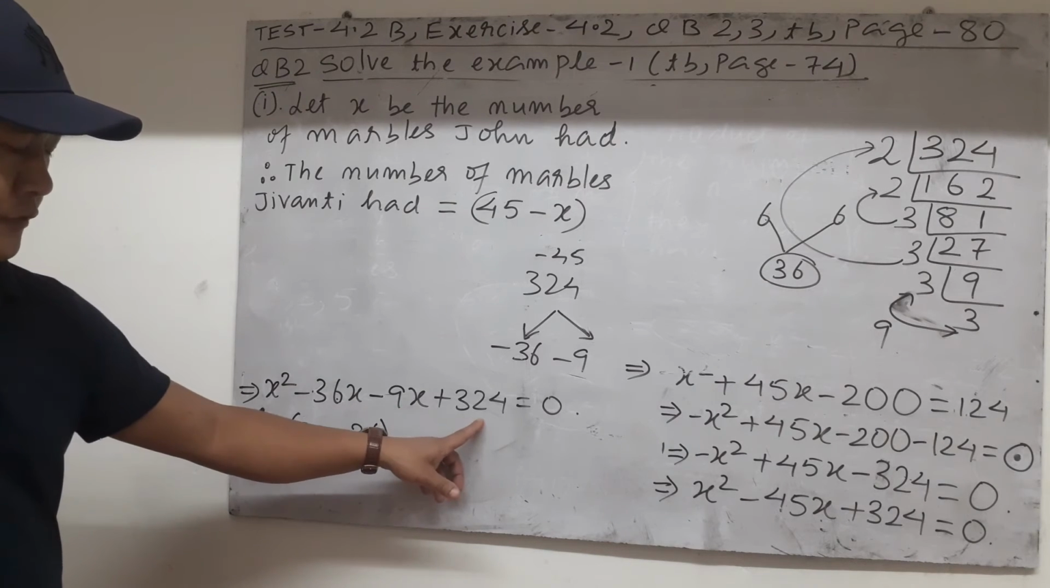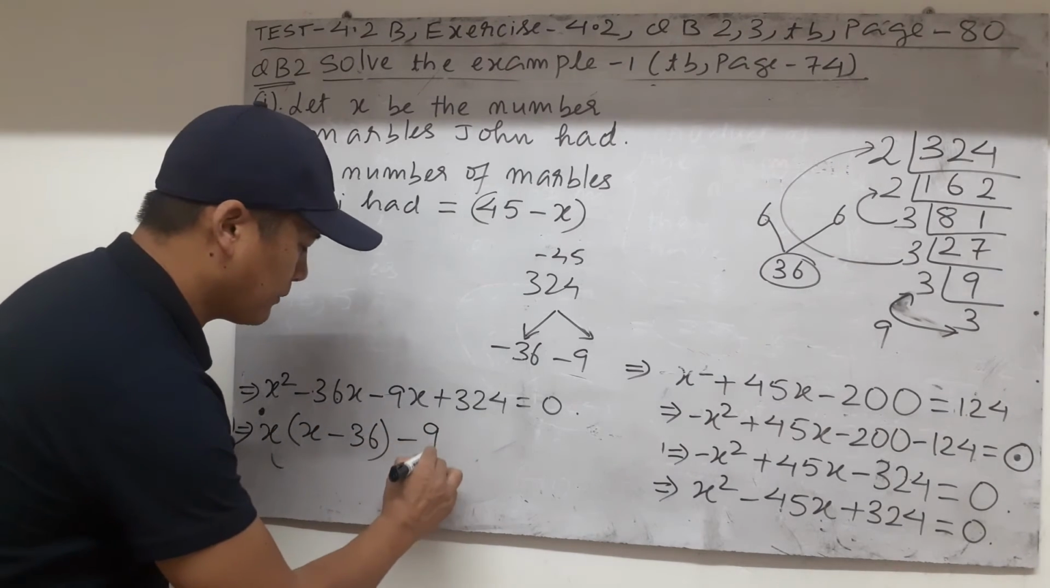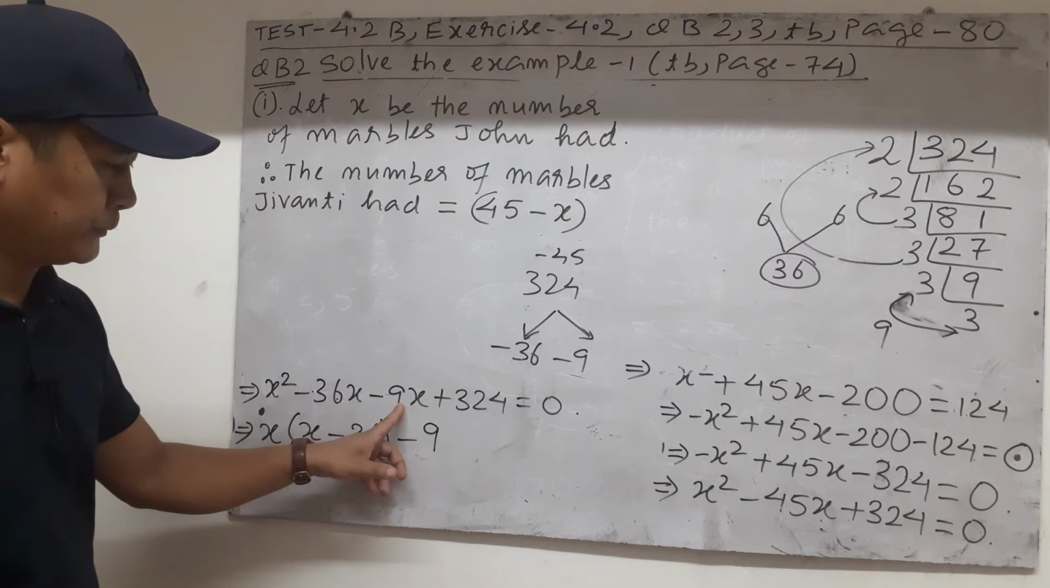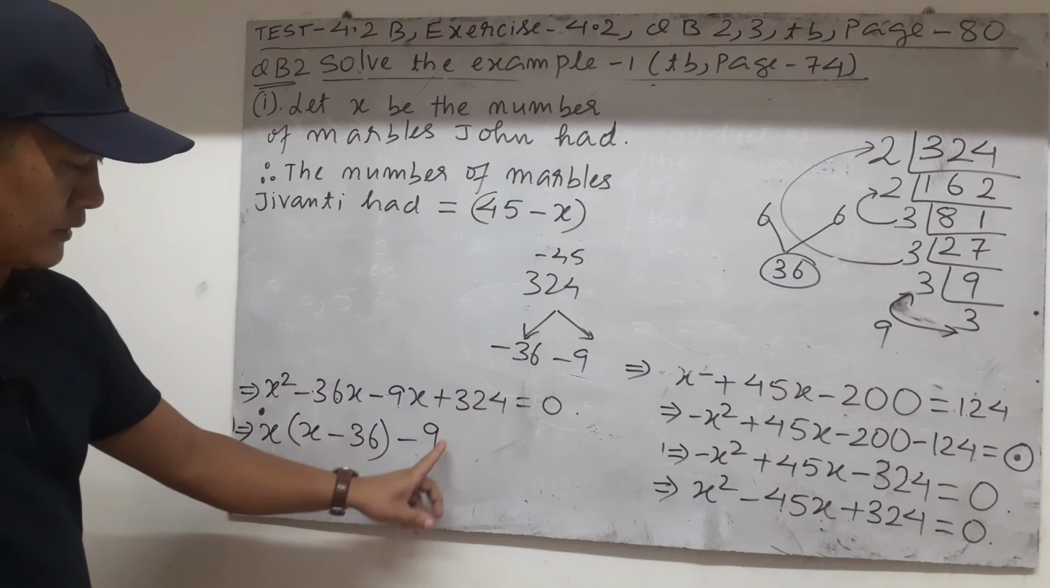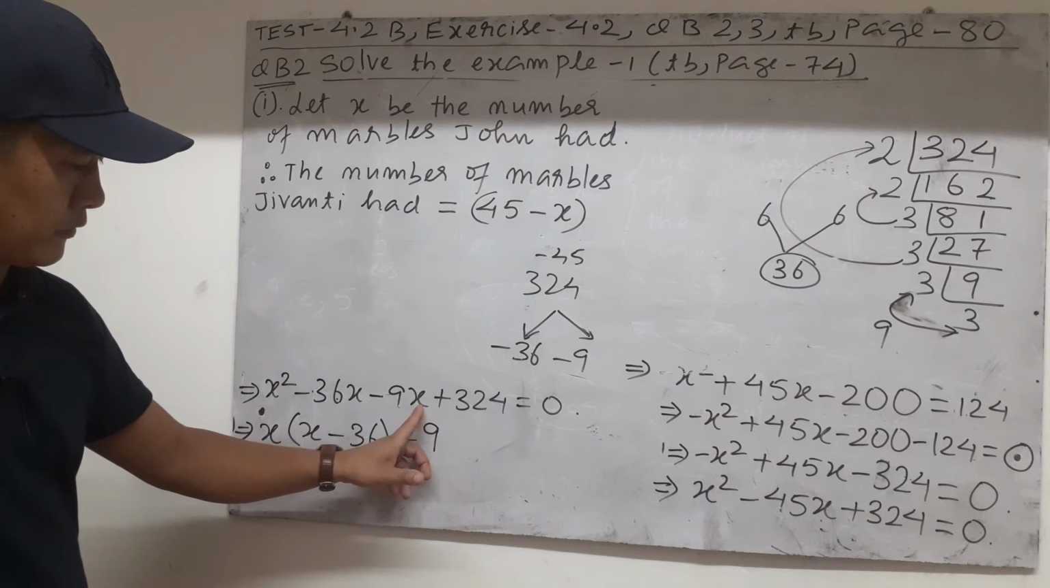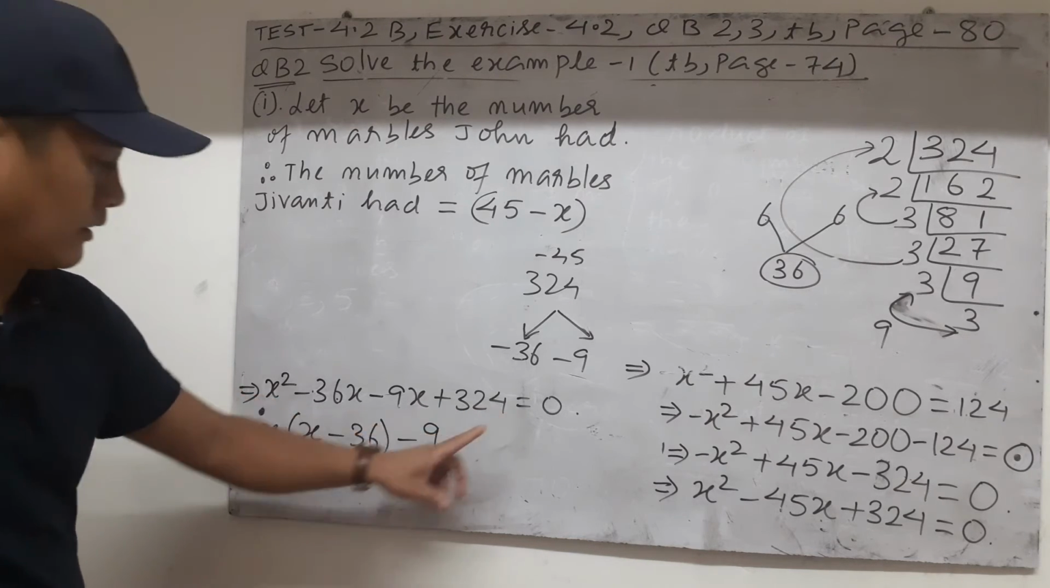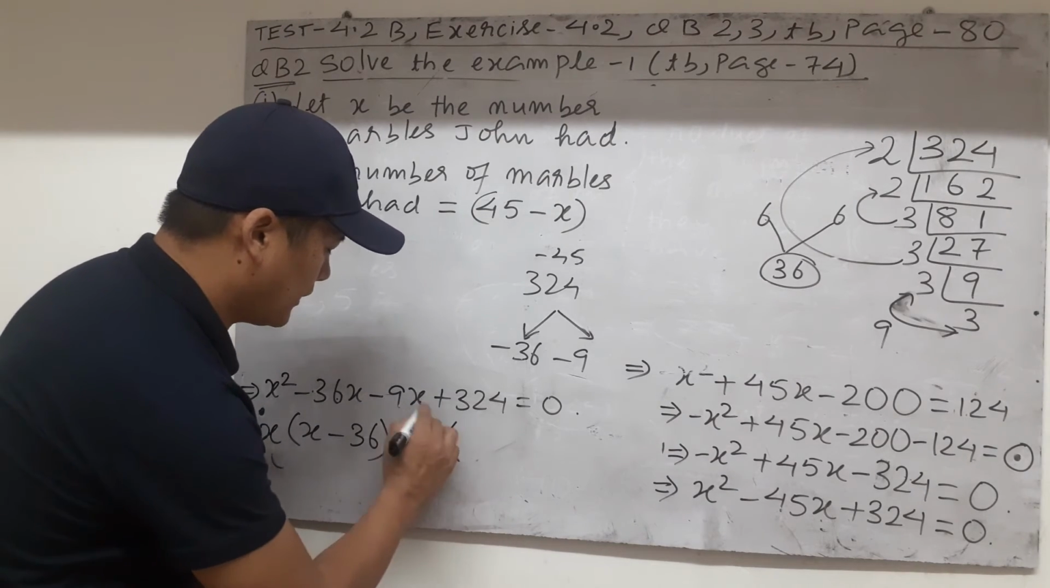9x and 324, the highest common factor is 9, because 9 ones are 9, and 9 into 36 is 324. So since 9 is the highest common factor, and we can't take x out because here there is x, but there is no x here, only 9 will go outside, then inside will be x.